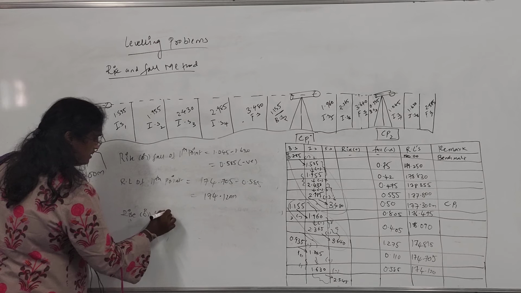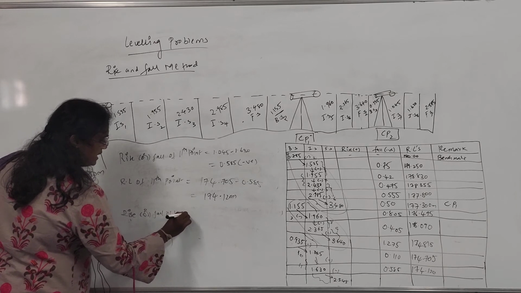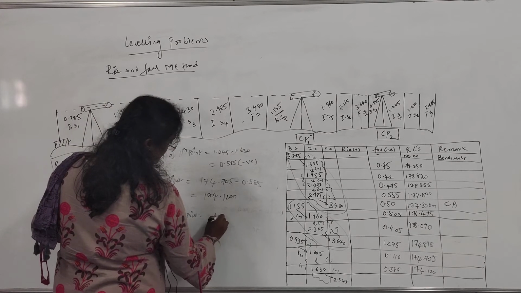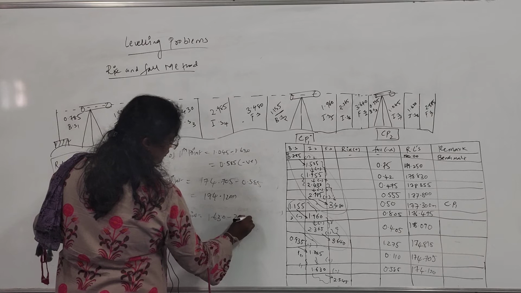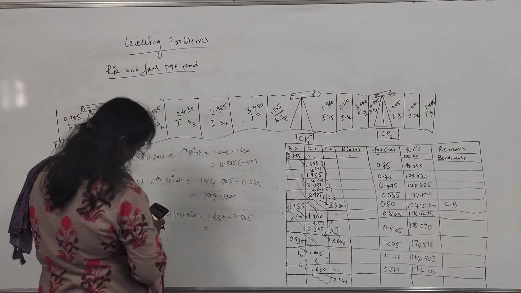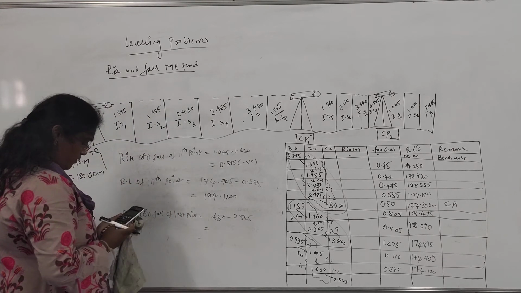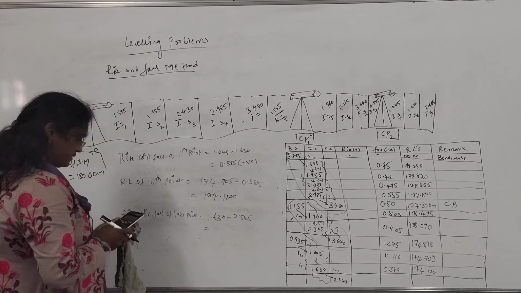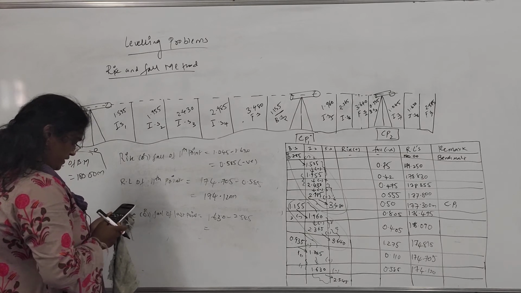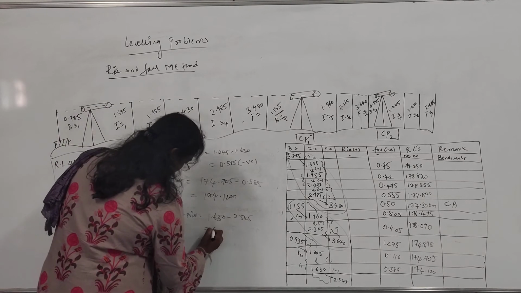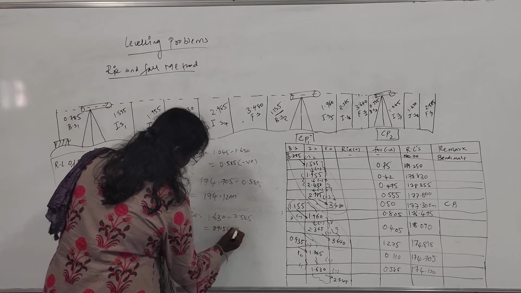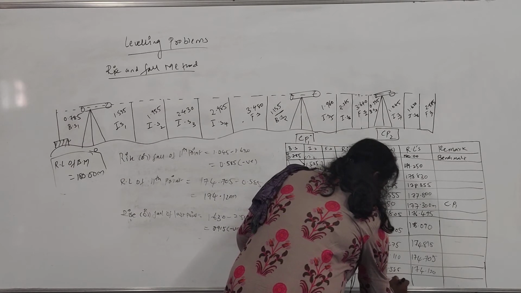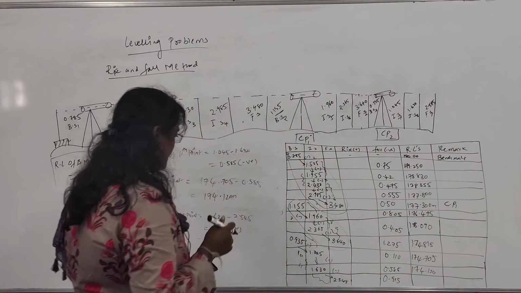Rise or fall of the last point will be 1.630 minus 2.545. So what will be the value here? 1.630 minus 2.545 will give you how much? 0.915 negative, right?